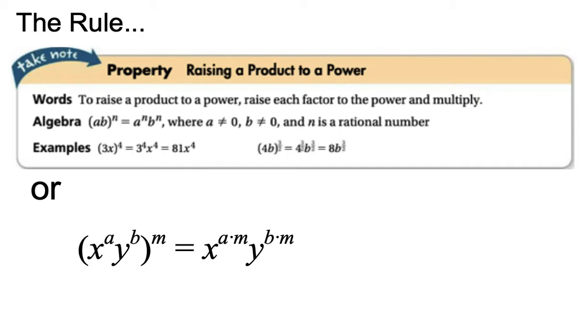It's important to note this rule applies only because we have a product inside the parentheses. It does not work if it's a sum or difference in the parentheses. Let's consider some examples.